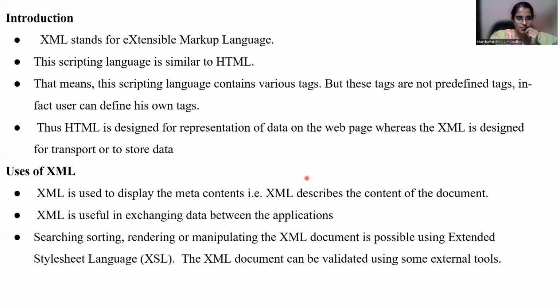Okay. Thus, HTML is designed mainly for representing the data on the web page, whereas XML is designed to store the data and for transportation of data. Uses of XML. XML is used to display the meta contents, whereas meta content refers to the content in the documents. And it is also useful in exchanging the data between the applications.